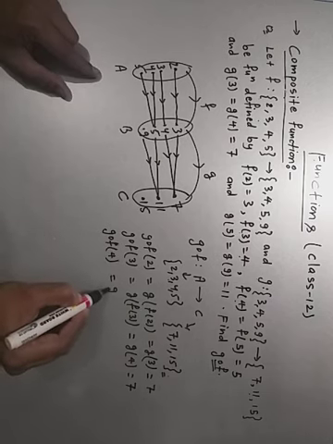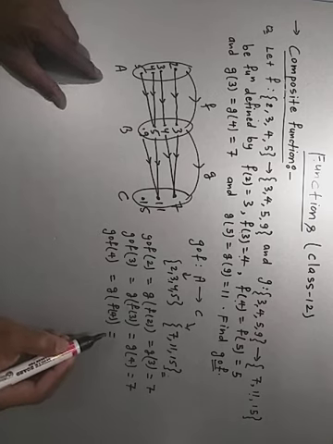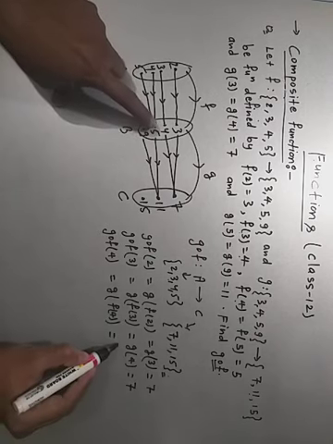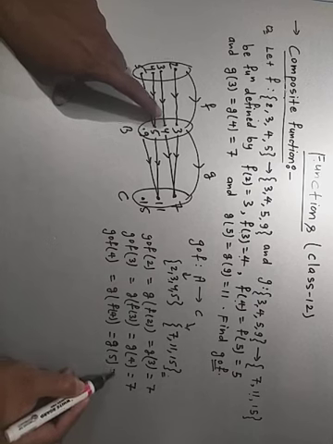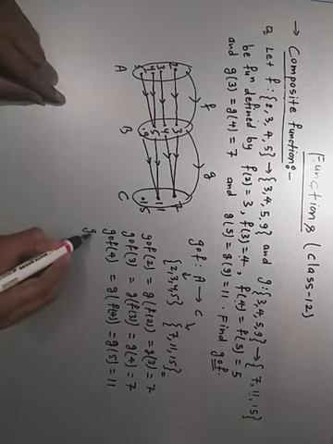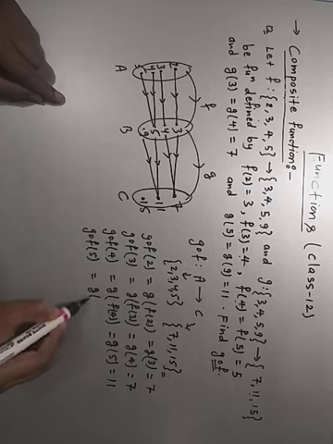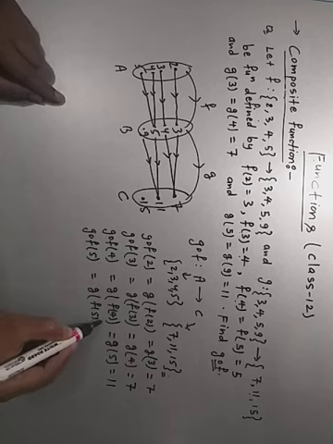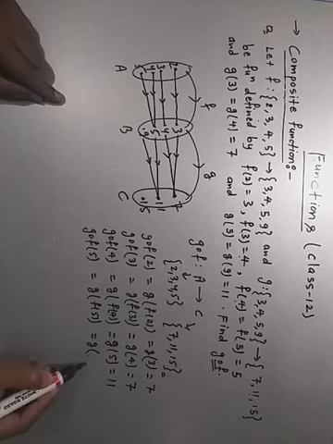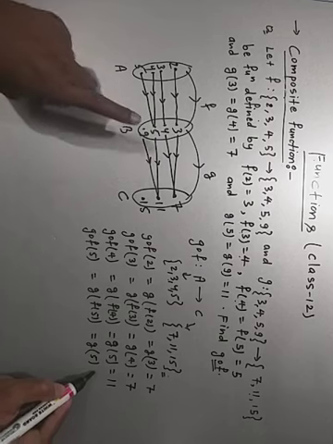Now next one gof of 4, it means again g of f of 4। तो first put the value of f of 4, तो f of 4 is equal to 5। Now again put the value of g of 5 and g of 5 is equal to here 11. Now gof of 5, last one, g of f of 5. So now put the value of f of 5. Now f of 5 is equal to 5 again, and g of 5 is equal to 11.